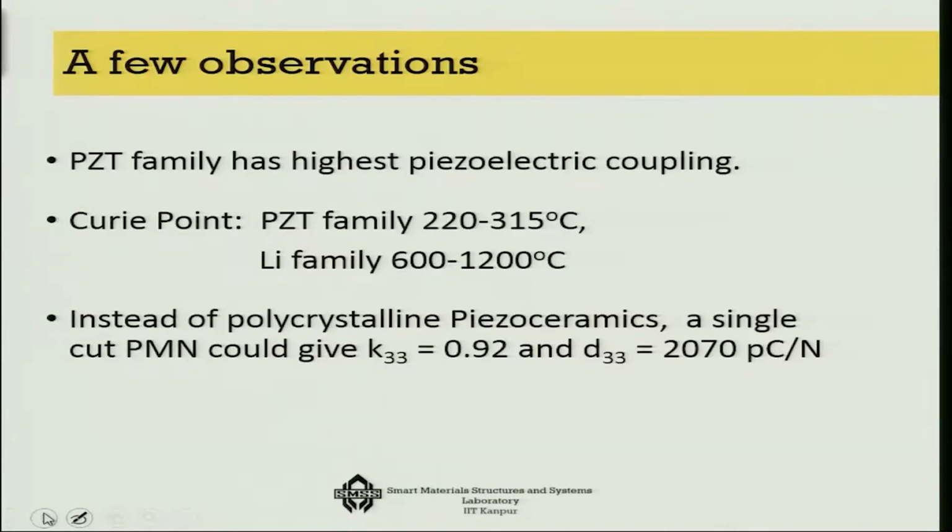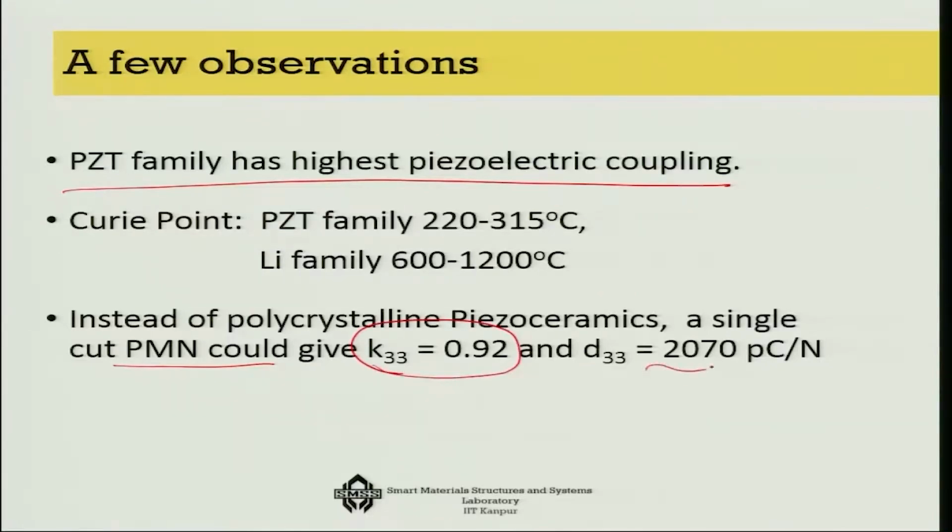Now a few observations you can make from this comparison. One is that the PZT family has the highest piezoelectric coupling. Actually, it is not entirely true, but in a polycrystalline phase it is true. And in terms of a single crystal, PMN may actually give even higher, and the K33 value for PMN is about 0.92 and D33 is about 2070 picocoulomb per Newton. So this is possibly the best one.